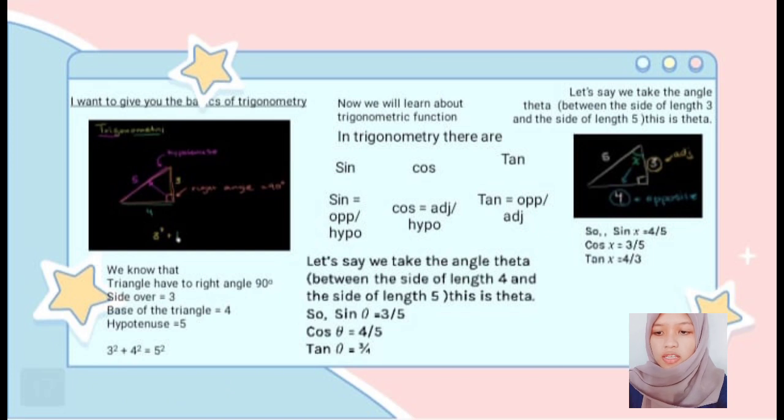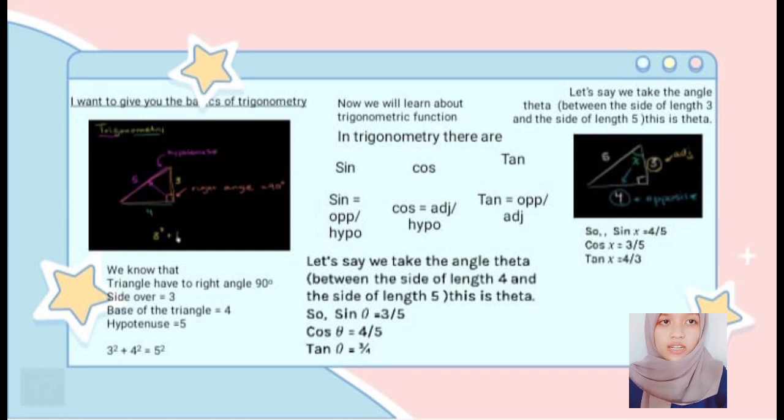Okay, first I want to give you the basics of trigonometry. We can look at the picture. We know that the triangle has a right angle of 90 degrees, and the side opposite is 3, the base of the triangle is 4, and the hypotenuse is 5. So with the Pythagorean theorem, we can do this with 3 to the power of 2 plus 4 to the power of 2 equals 5 to the power of 2.